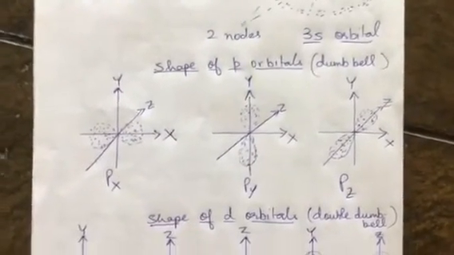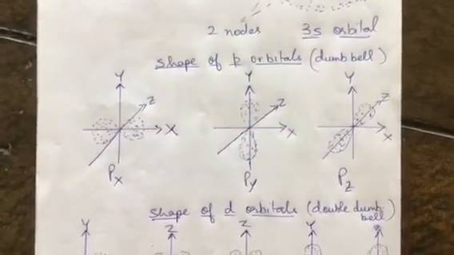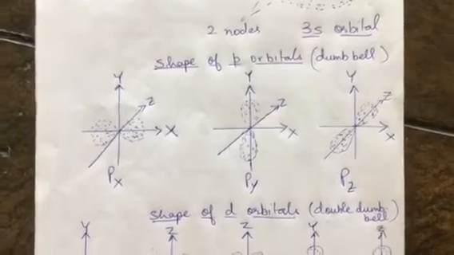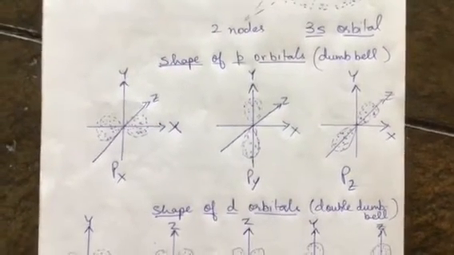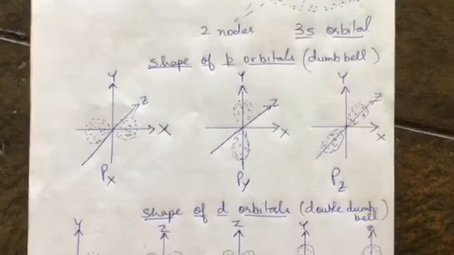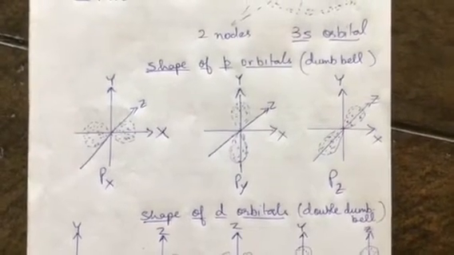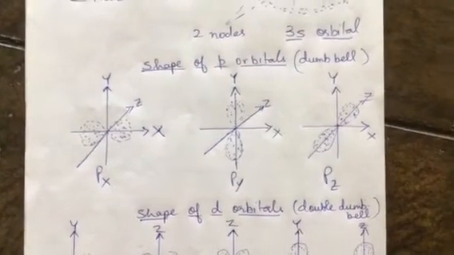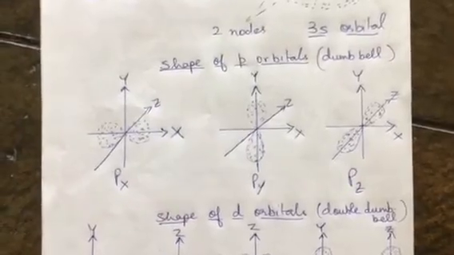Next we have shape of p orbitals. P orbitals have a dumbbell shape. See this, px, py and pz. Px orbital is along x-axis, py orbital along y-axis and pz orbital along z-axis.